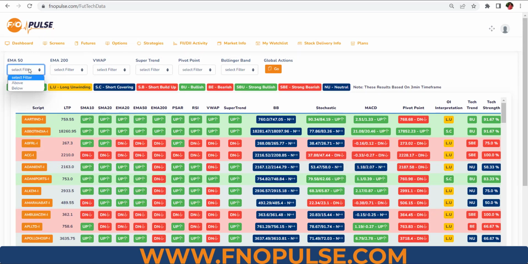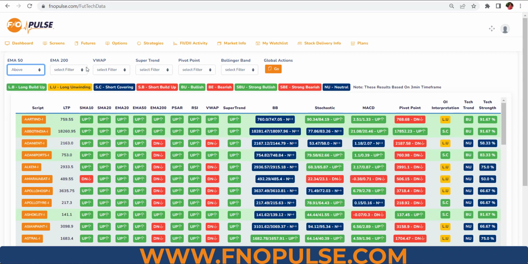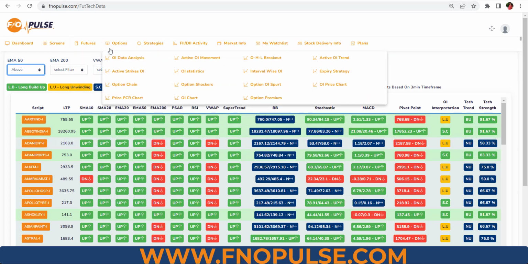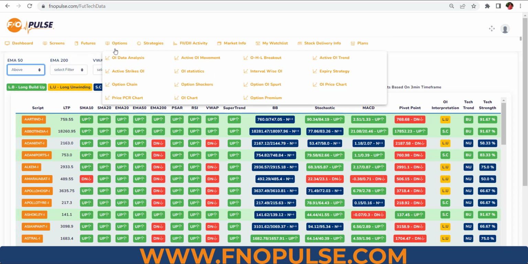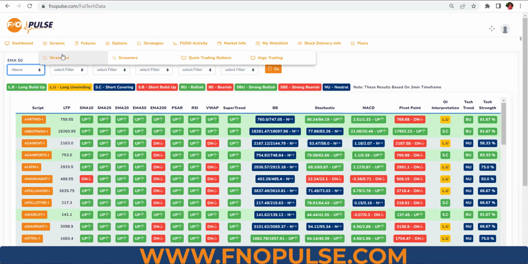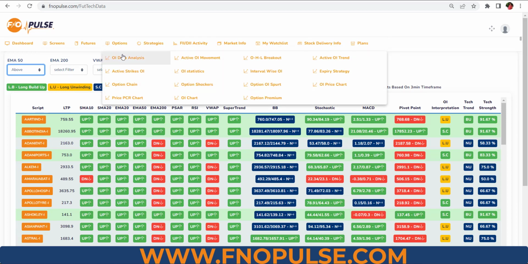Here, whichever stocks are above the 50 moving average, you can identify them. If you select according to this, the sorting will happen, and you can find which is getting stronger. All these will be helpful for you to get more knowledge about the market. In the beginning stage, if you are a beginner, just follow the screeners and strategy. Now I will explain options.